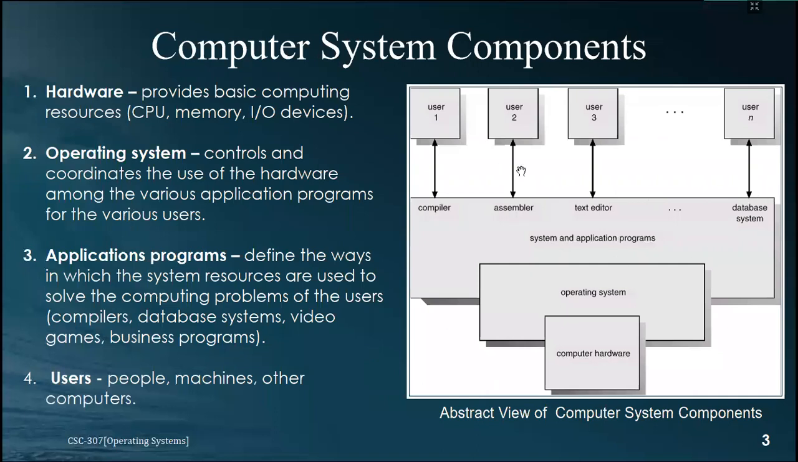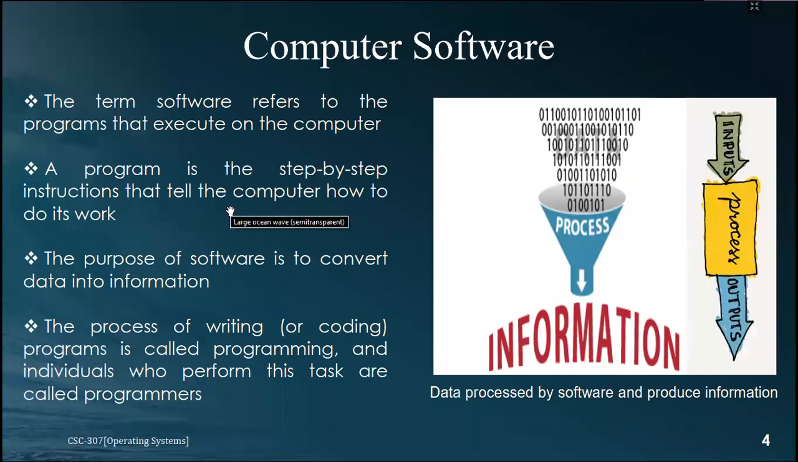As you can see from the picture, user 1, user 2, these are the users of a computer. There are different types of software: compiler, assembler, text editor, database system, games, web browsers, and so on. So these are system and application programs. And then we have the operating system that actually controls and coordinates the use of hardware. And what is hardware? Hardware is the basic computing resources, that is CPU, memory, input output devices like mouse, keyboard. These are called hardware.